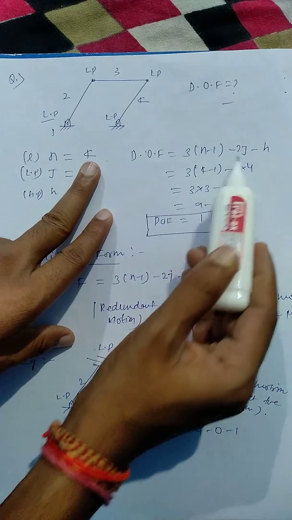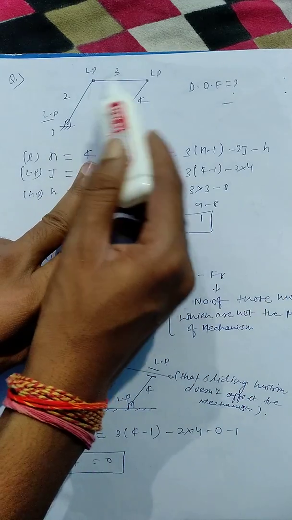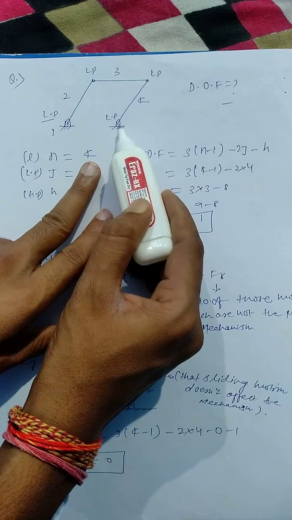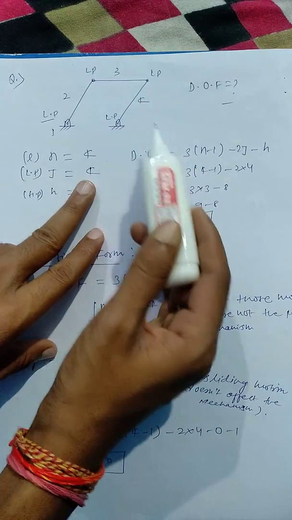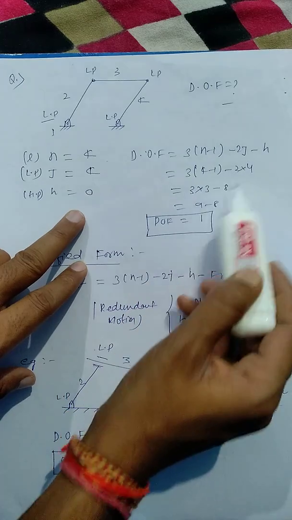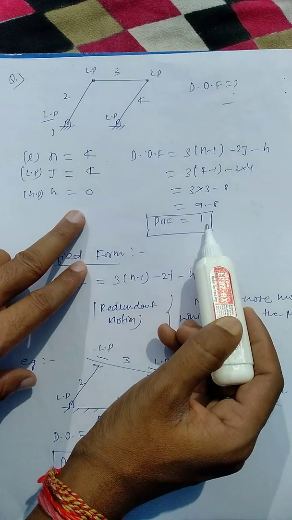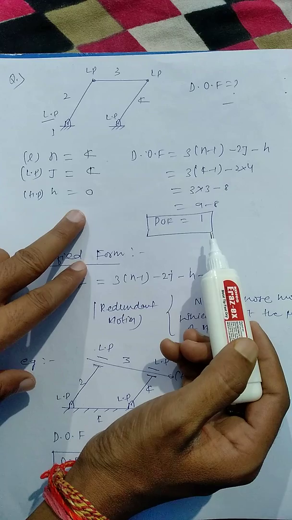Now j. How many joints? 1 joint, 2 joint, 3 joint, 4 joint. All are turning pairs. So joints are 4. There are no higher pairs, so higher pair is 0. Put in the formula and get the answer. So degree of freedom is 1. This is simple. Anyone can find it out.